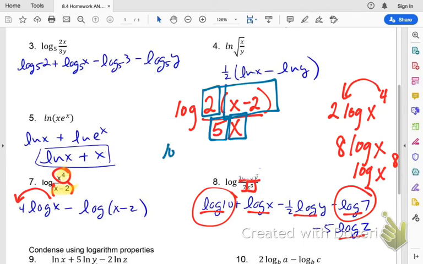So I would write this as log 2 plus log x minus 2, and you can even leave it in parentheses if that helps, minus log 5 minus log x. So I hope that helped.